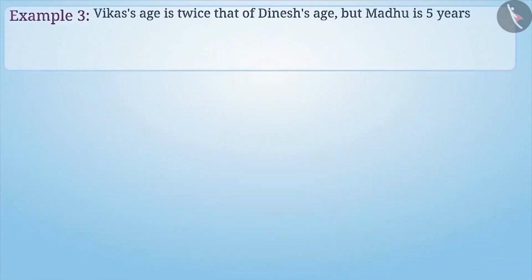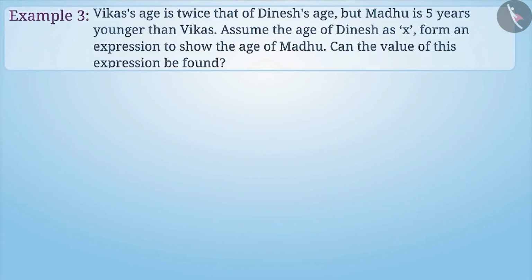Next example. Vikas is twice as old as Dinesh, but Madhu is 5 years younger than Vikas. Considering the age of Dinesh as x, write an algebraic expression for Madhu's age. Is it possible to find the value of this expression?